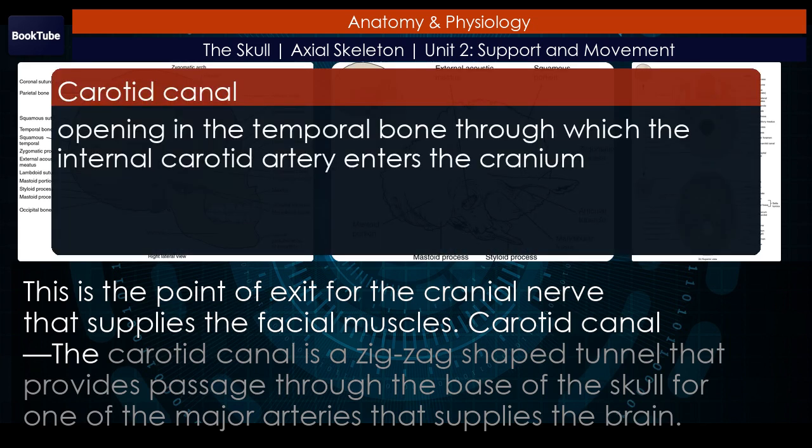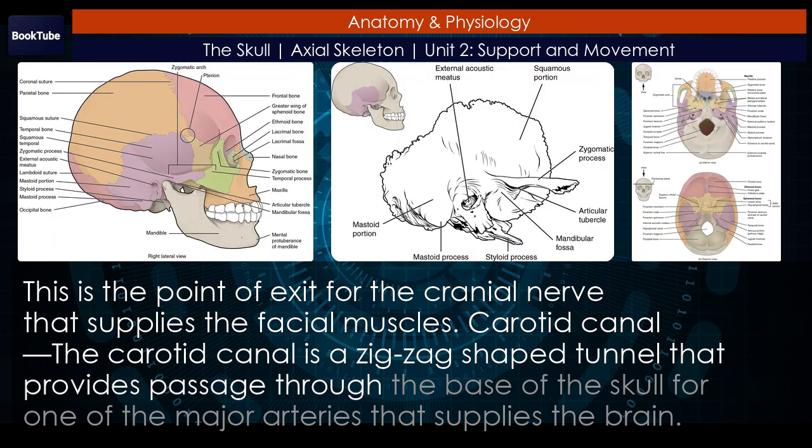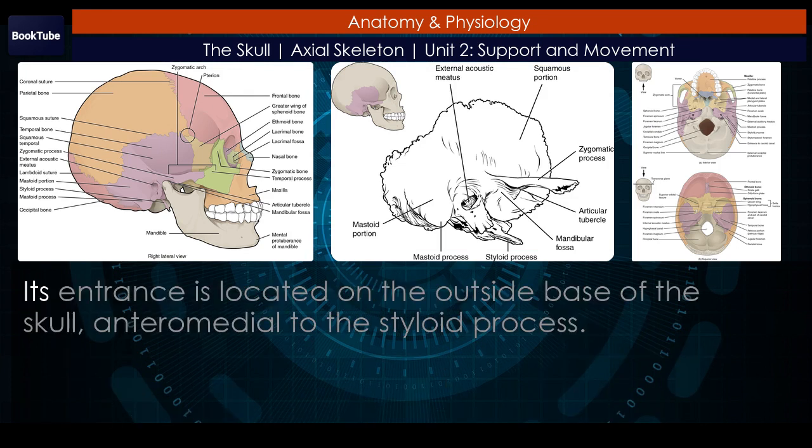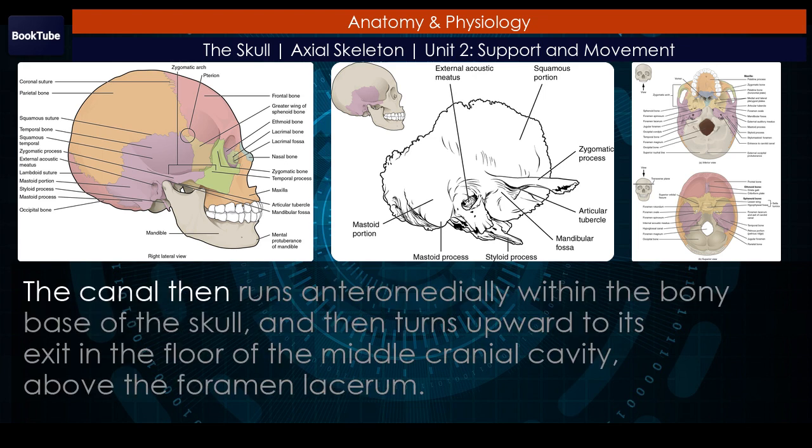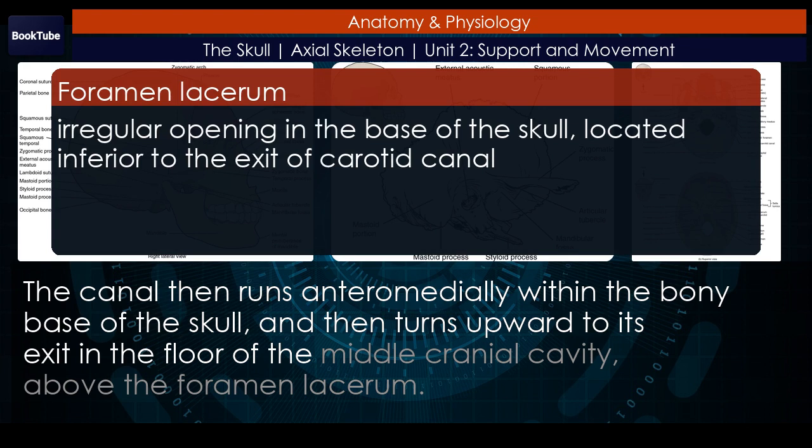Carotid canal. The carotid canal is a zigzag-shaped tunnel that provides passage through the base of the skull for one of the major arteries that supplies the brain. Its entrance is located on the outside base of the skull, antero-medial to the styloid process. The canal then runs antero-medially within the bony base of the skull, and then turns upward to its exit in the floor of the middle cranial cavity, above the foramen lacerum.